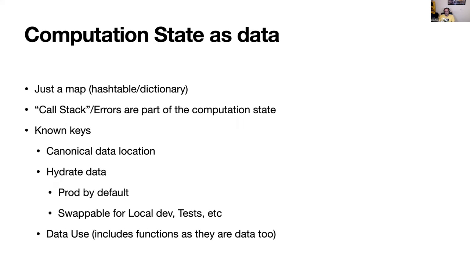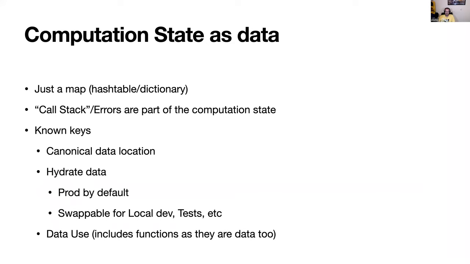But it's also the computations. So that's the computation, that's the processing definition of data. It's also the computation state is data. And so it's just a map. It's all just a map. It's an open hash table. We don't care about refining and constricting these types that we want. These are known keys. We have a canonical data location.